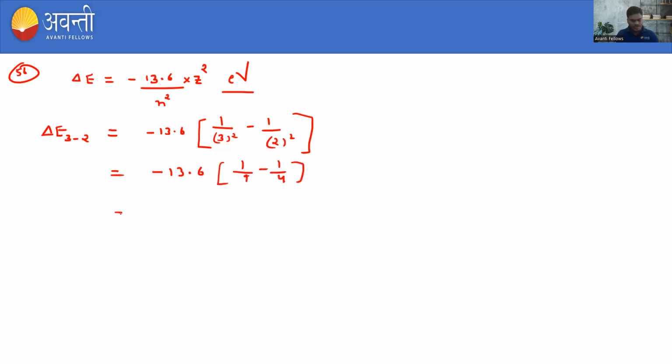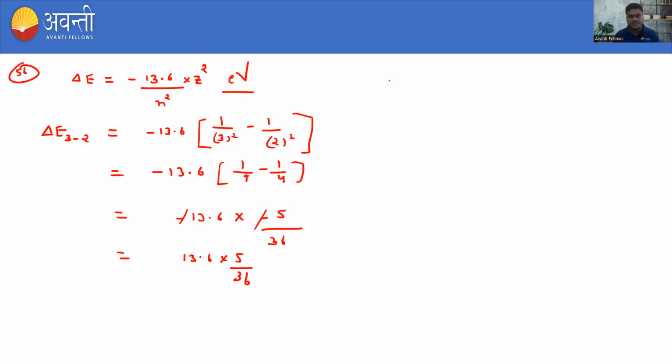On solving, you'll get minus 13.6 into minus 5 upon 36, that is 4 minus 9 over 36. The minus and minus cancel out each other. So this will become 13.6 into 5 upon 36. This is the energy difference between 3 and 2.